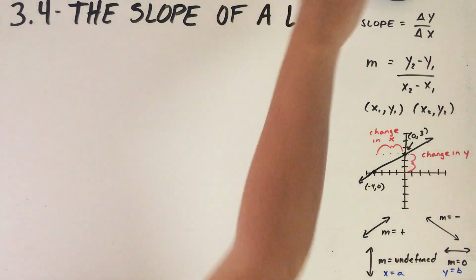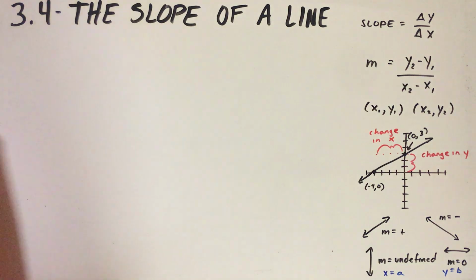All right, class, welcome back. I know we just covered this today, section 3.4 in class, but I know we had some more questions. So using the guided notes, we're going to talk about what the slope of a line is.